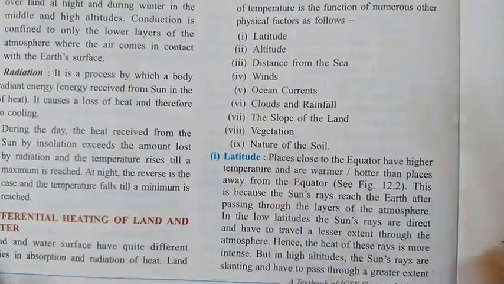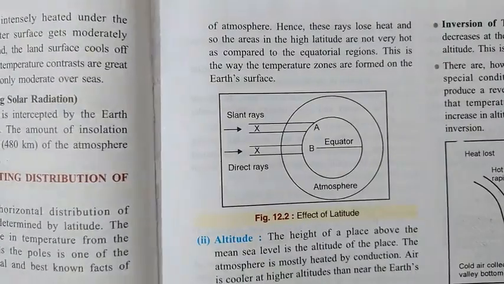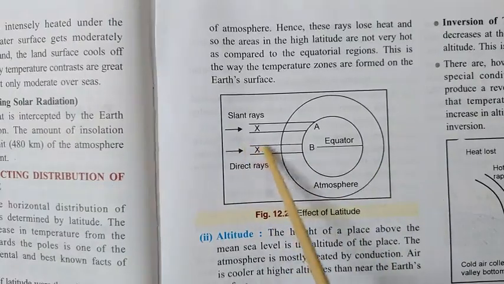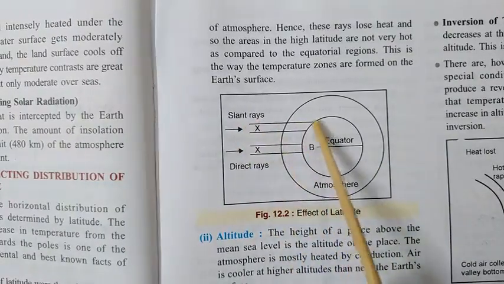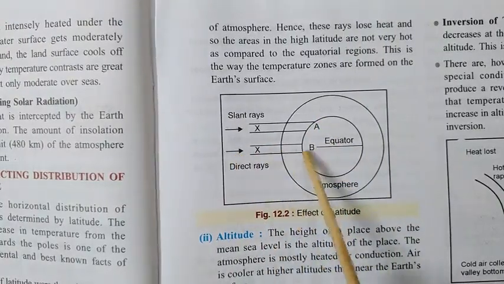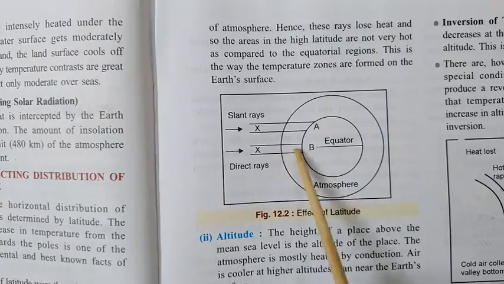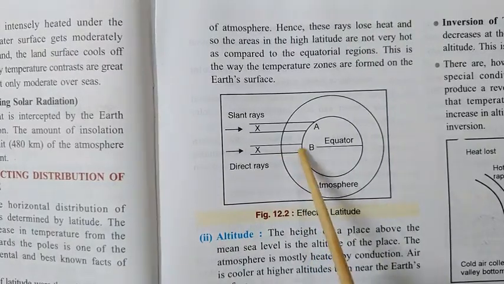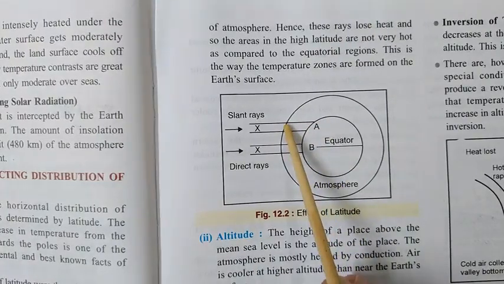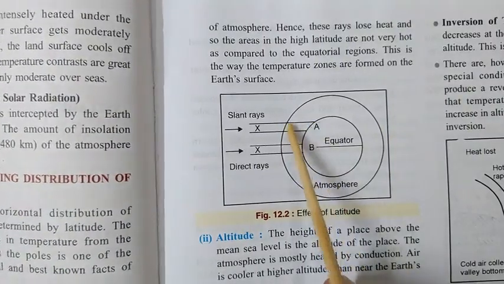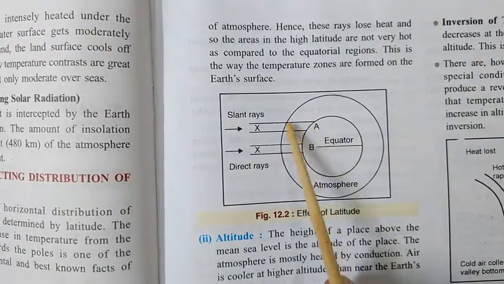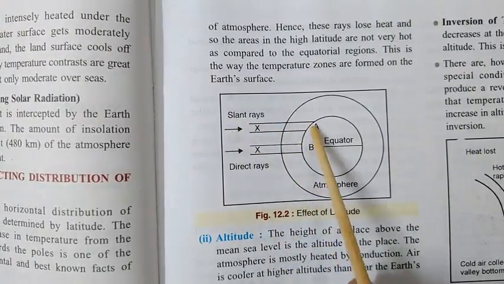Now when you see the latitude, for this I want to show you this map. Here this is the earth surrounded by the atmosphere. So these are the rays. These rays are falling on the equator, and these rays are falling on the higher latitude. The rays falling on the equator travel less distance in the atmosphere, while the sun rays falling on the higher latitude travel a longer distance within the atmosphere. So when the sun rays have to travel a longer distance in the atmosphere, what happens? They become weak. This is why the slanting rays are very weak.